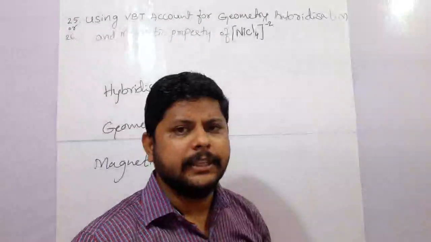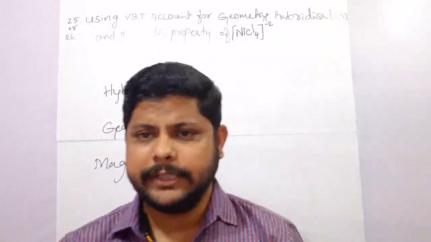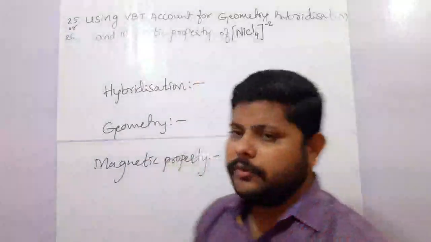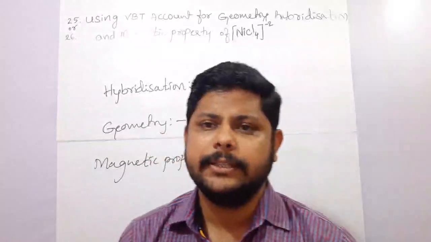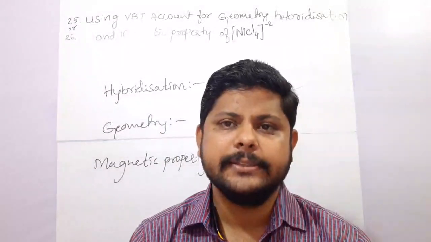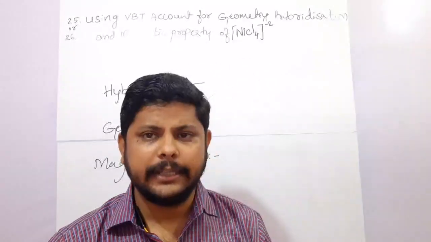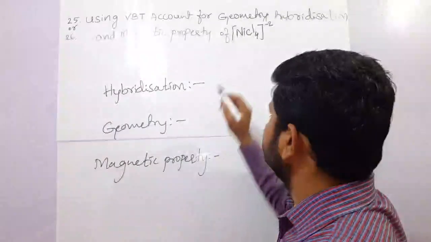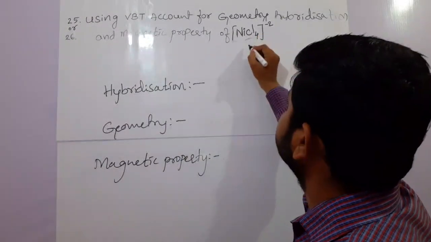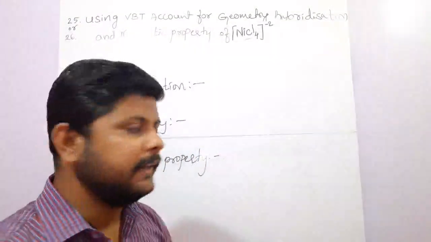So NiCl4, next example. The question will be the same: based on VBT, account for the geometry, hybridization and magnetic property of NiCl4 2 minus. Here the central metal atom is nickel, Ni, and chloride, Cl, is a ligand. So there are 4 ligands.